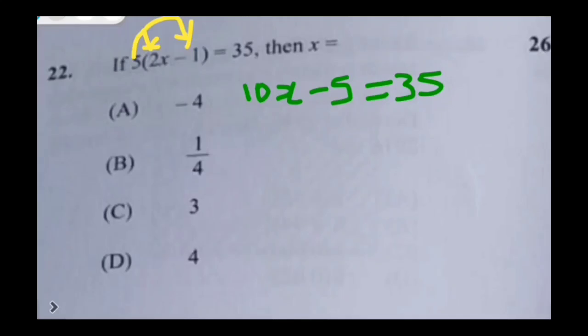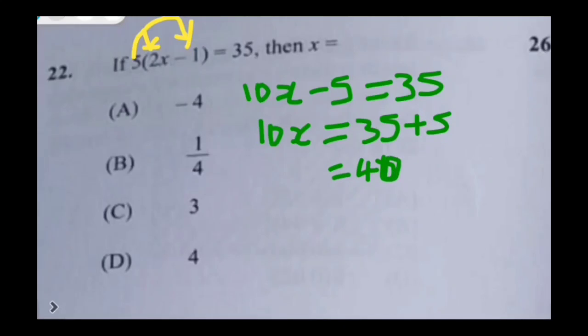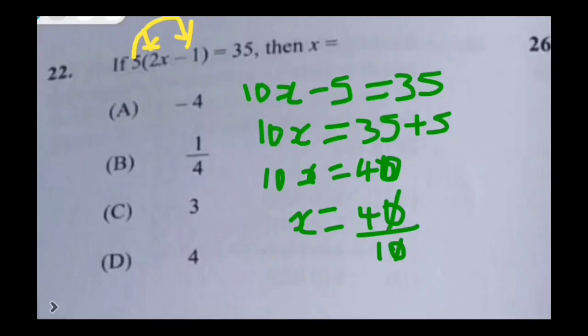Since we're finding for x, we're going to move everything away from x, starting with our negative 5. So we're going to have 10x is equal to 35 plus 5, which is equal to 40. And then we're trying to find for x once again, so we're going to move our 10. Since it's multiplying by x, it's going to be dividing the 40, and that gives us 4. So our answer is 4, which is D.